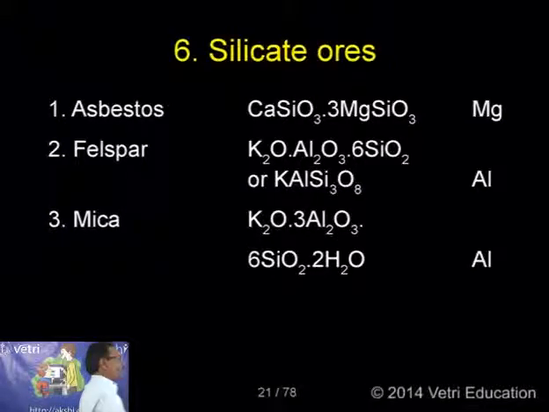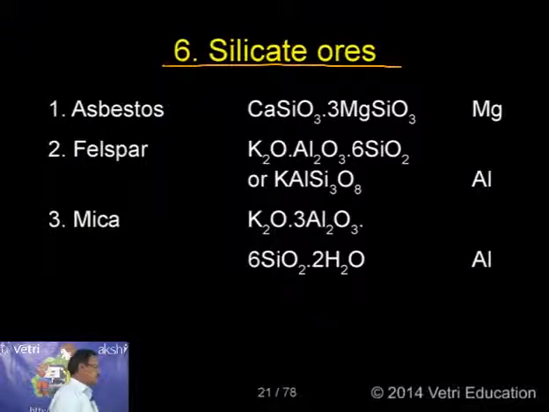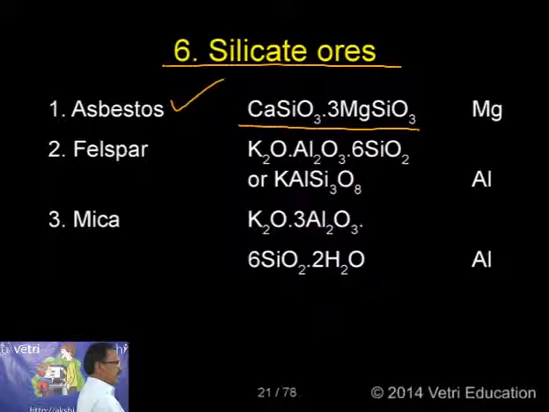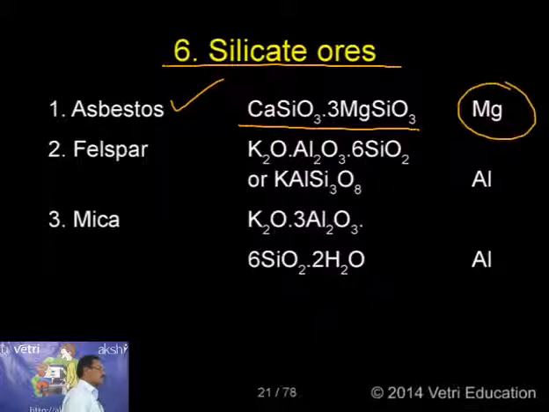Next one, type 6, silicate ores. Under the silicate ores, I have listed 3. One is asbestos, with the molecular formula CaSO3.3MgSiO3. Mainly magnesium we are extracting from this asbestos silicate ore. And feldspar, another important silicate ore, is again a mixture.